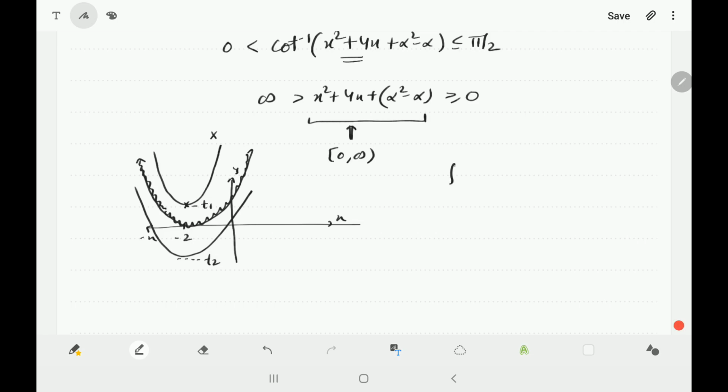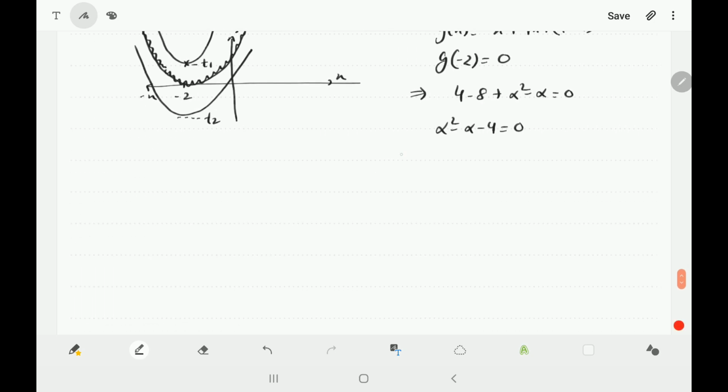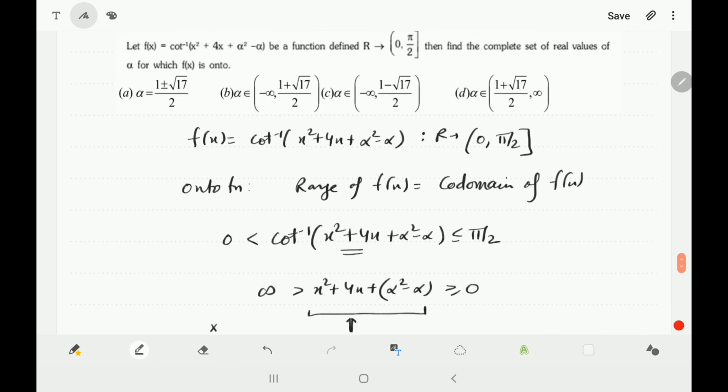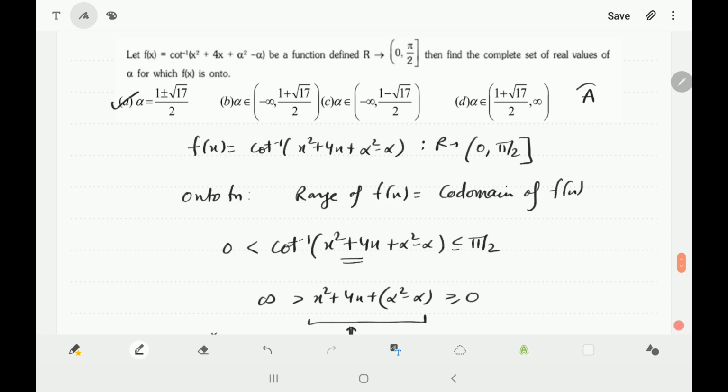So let's consider this function as g of x. So g of x is x square plus 4x plus alpha square minus alpha. So g of minus 2 should be exactly equal to 0. So we have the term 4 minus 8 plus alpha square minus alpha should be equal to 0. So alpha square minus alpha minus 4 equal to 0 will give us the values of alpha. By solving this quadratic, we get alpha as minus b plus minus root of b square minus 4ac by 2a. So we have the value of alpha as 1 plus minus root 17 by 2. So there are only two values of alpha for which this function is onto, and hence the answer of this problem is option A.